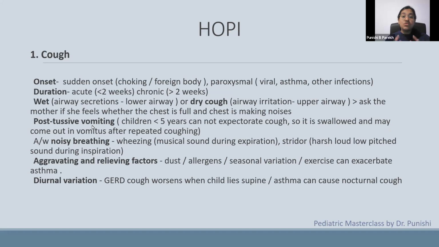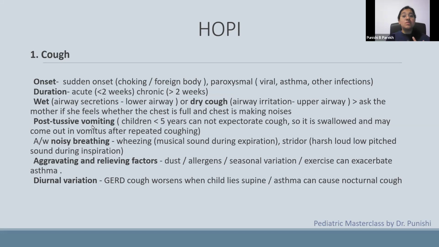So what happens is that children who are less than 5 years of age cannot expectorate cough. So they're not going to be able to throw it up. So the cough is swallowed and it may come out in the form of vomitus after repeated coughing. Because the child is not able to throw up cough upfront, they swallow the cough and it might come out as vomitus when there's repeated coughing and repeated irritation. So post-tussive vomiting is another very important question to ask, especially in younger kids, less than 5 years of age, who are not able to expectorate cough.